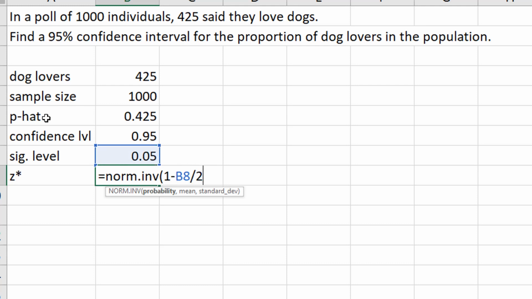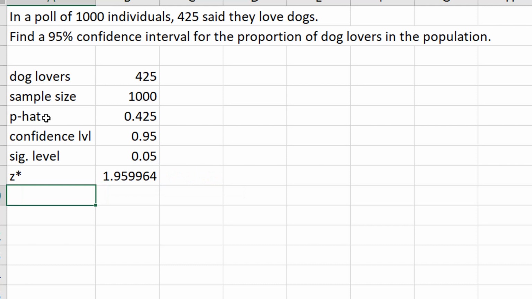Okay, so the idea is, if you've got 95% probability in the middle of the distribution, there's a 5% split evenly among the two tails, right? The lower tail is going to have 2.5%, the upper tail has 2.5%. So I want to find the cutoff for the top 2.5%, which is the same as the bottom 97.5%. That's what this 1 minus 0.05 over 2 gets me. That's 0.975. I give it the mean of 0 and the standard deviation of 1, and we get our z star, 1.96. That should sound familiar. It's from the empirical rule.